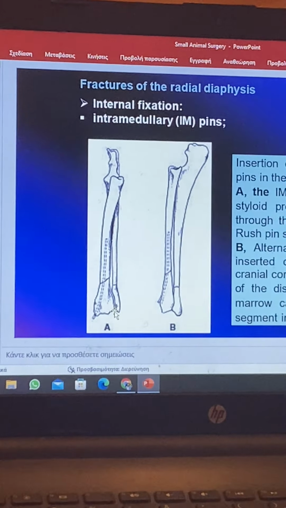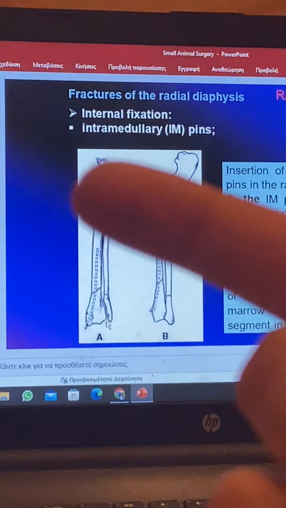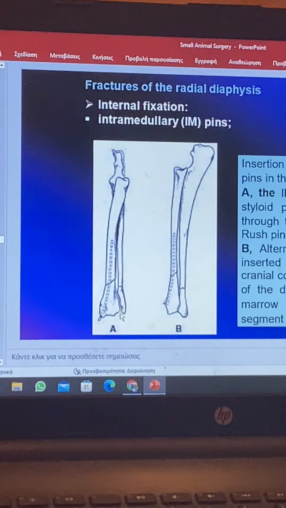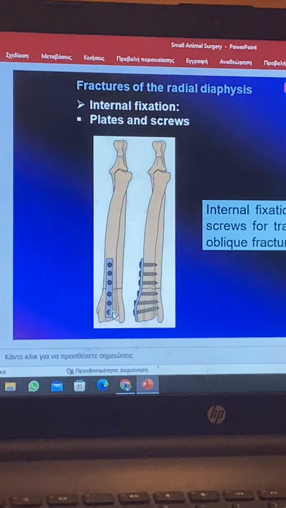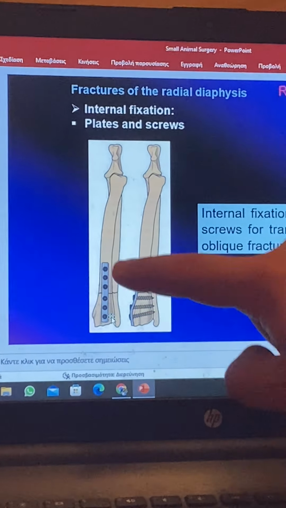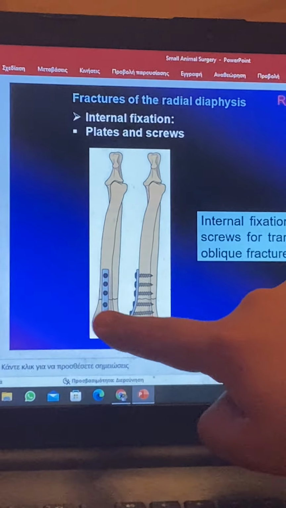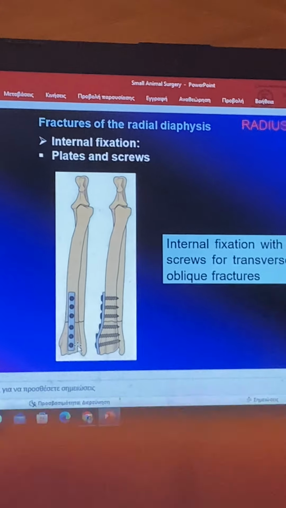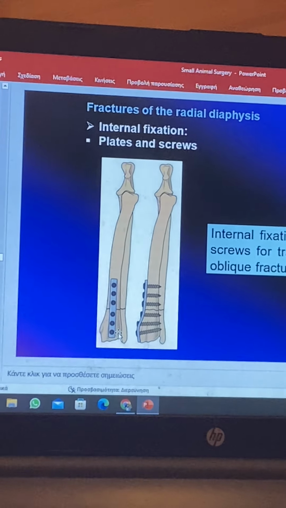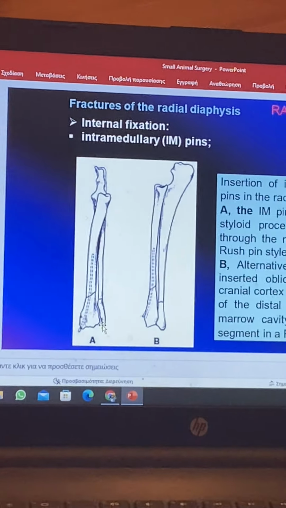Just to be clear, the cross bit of the T, does it go where? It's like this. So the straight part of the T is usually at the top, where the biggest amount of bone is.